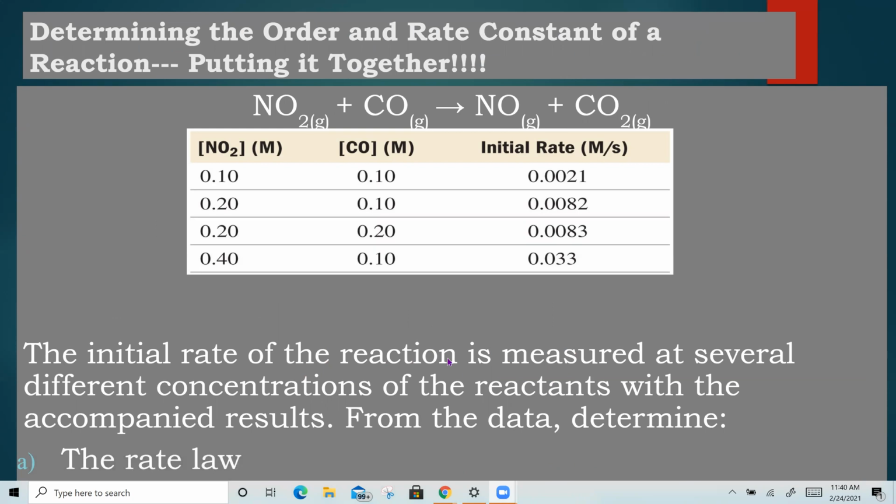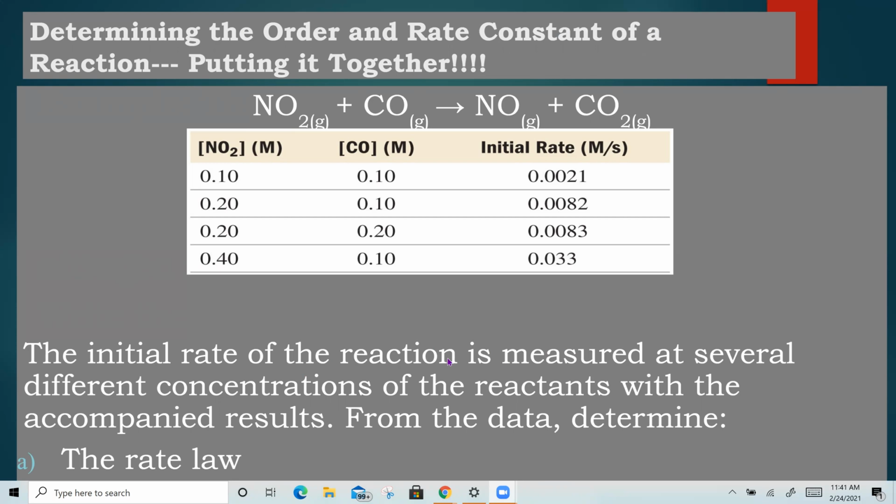Okay, now determining the order and rate constant of a reaction, and we're putting it all together. Now, this becomes a little bit scary. Scary, scary, scary. So I'm going to have to go in between my OneNote and this here in the next little bit. What you're going to do, and you need a calculator, so go to desmos.com if you need to, but get you a scientific calculator, and you're going to need to be looking at this real quick.